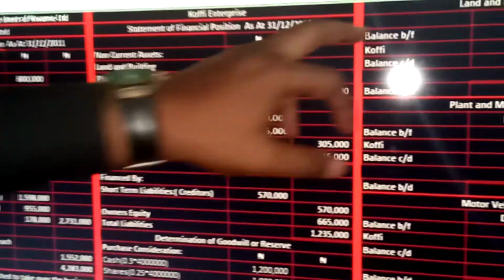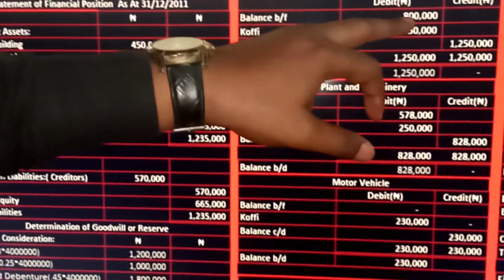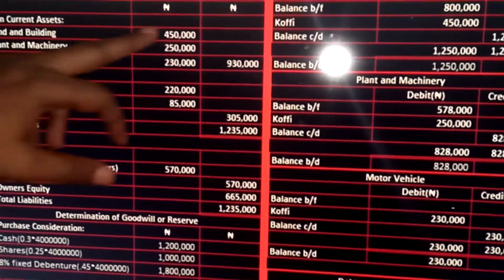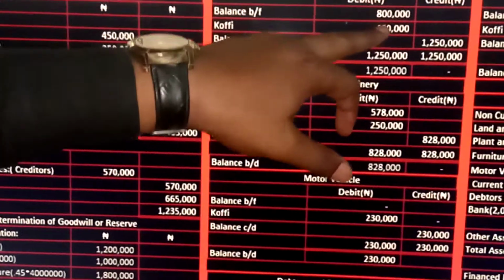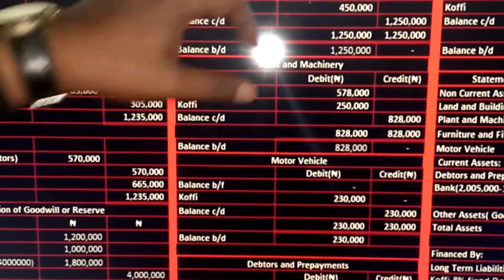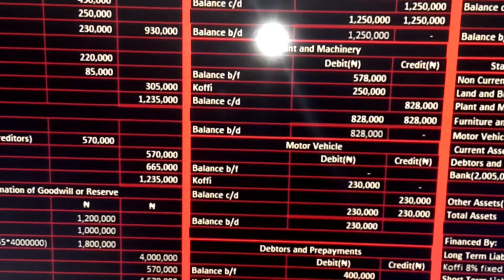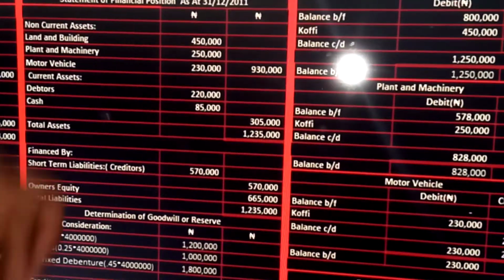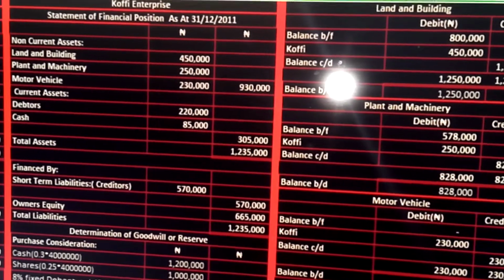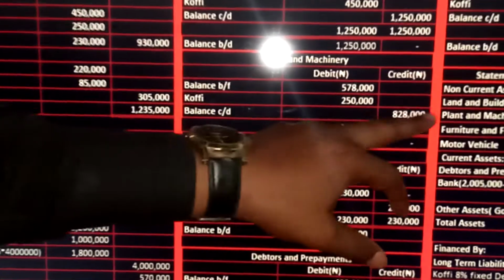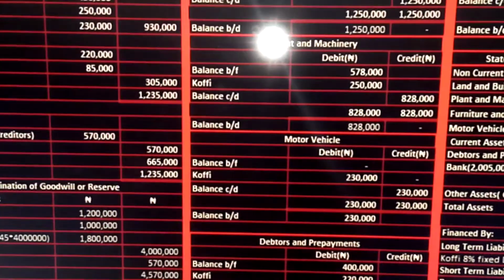That's what we have from the balance sheet of Kwame. Now, Kwame took over Kofi's land and building. What's Kofi's land and building? Go to Kofi's statement. You have land and building at 450,000. That will increase it. So when you add it together, you have 1,250,000. So the new balance for land and building is 1,250,000. The next one is plant and machinery. Kwame's plant and machinery balance brought forward is 578,000. He took over Kofi's plant and machinery at book value. What was it? 250,000. When you add, you have 828,000. New balance is 828,000.